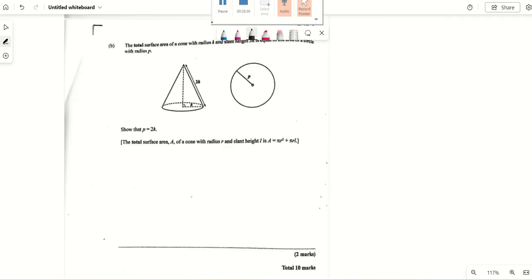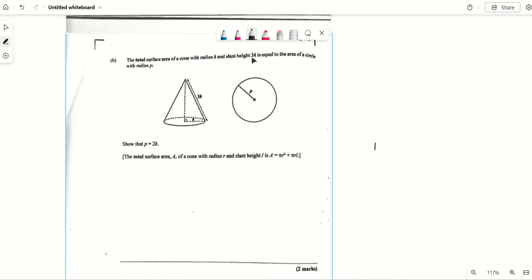Look at this one. They said the total surface area of a cone with radius k and a slanted length of 3k is equal to the area of the circle of radius p. So the areas of these two are equal. They said show that p is equal to 2k. They told you the total surface area of a cone is this. And this is a circle. Area of a circle is pi r squared. So we are going to put these values in your formula and then try to break it down, right?